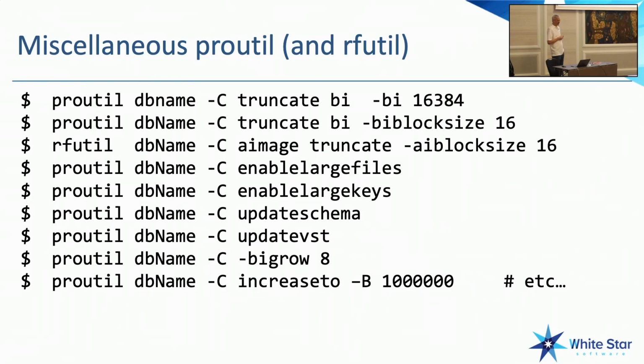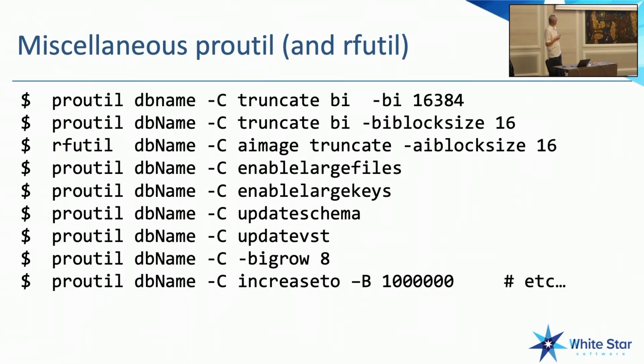There are some miscellaneous PROUtil commands that are pretty handy to know. So truncate BI, set your BI cluster size to something bigger than the default. 16,384 is a pretty good starting place if you don't have anything better to pick. I usually actually do 65,536 because I like powers of 2. You want your block size for both the AI and the BI to be 16, not the defaults.